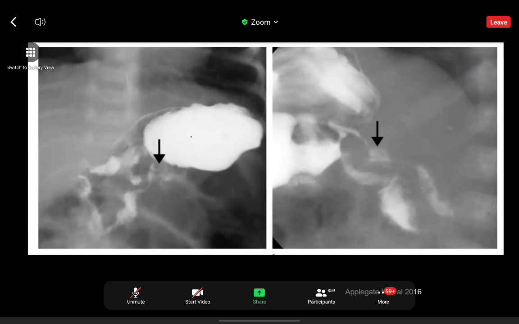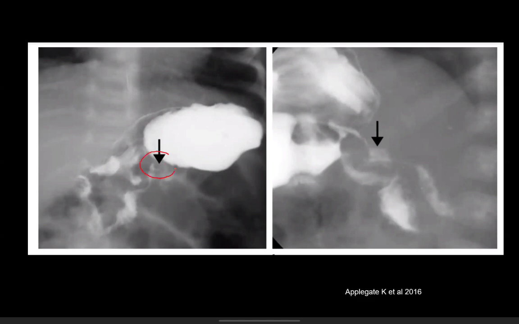This is just a reminder of what a normal DJ flexure position is. So in the AP view, this is where you should find it, to the left of the midline in the transpyloric plane. And then this is a lateral view. This is the pylorus here.